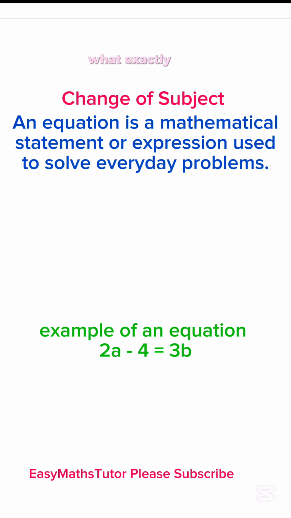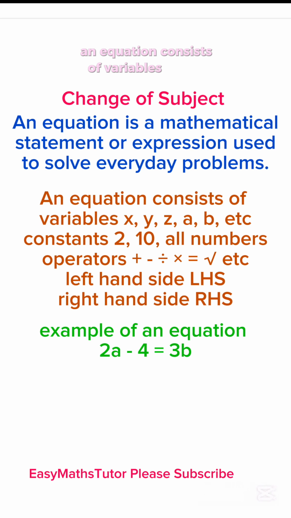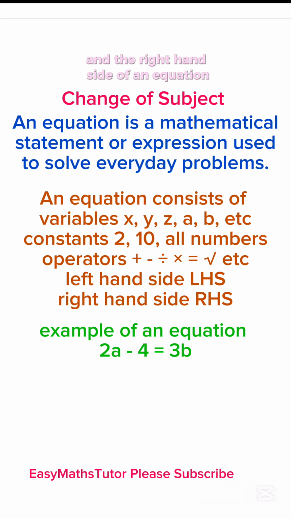What exactly is an equation? An equation is a mathematical statement or expression used to solve everyday problems. An equation consists of variables, which could be letters, constants, which are all numbers, and operators. Also, we have the left hand side of the equation and the right hand side of an equation.